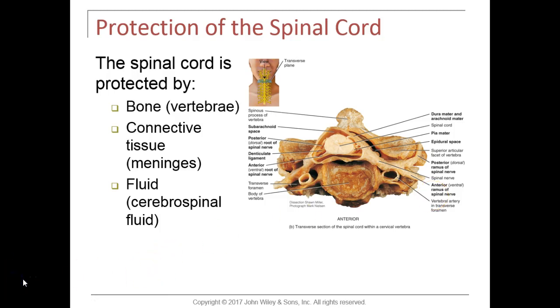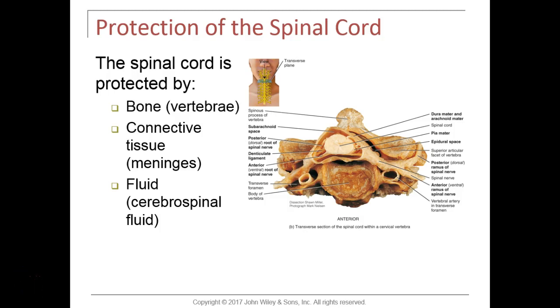The spinal cord is protected in three primary ways. As you know, the spinal cord travels down the vertebral column. You cover the vertebrae and the axial skeleton in lab. So it runs down the vertebral foramen in the middle of the spinal column. So the bone protects it.